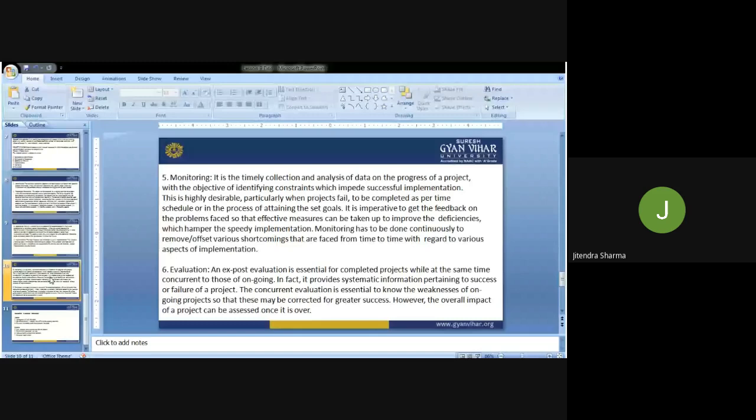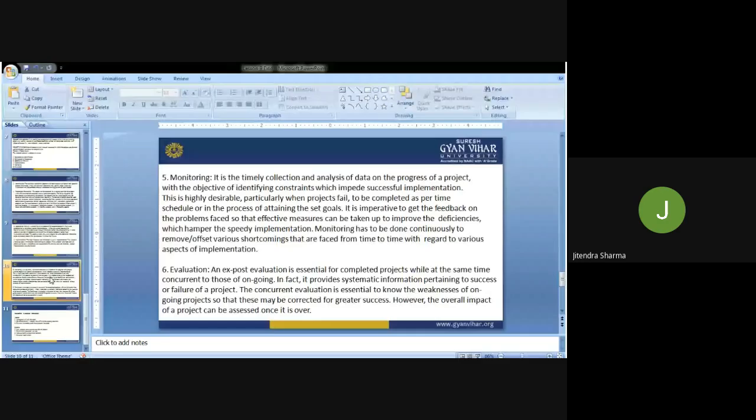This is highly desirable, particularly when projects fail to be completed on time. This is very important, whether the pace of the project is going in a desirable direction or not. That is to be done through proper monitoring. We can feel that the speed of activity can be further expedited, but only when we have timely monitoring and information on whether we are missing the opportunity. In progress toward attaining the set goals, it is imperative to get feedback on the problems faced, so that effective measures can be taken to improve the deficiencies and ensure speedy implementation.